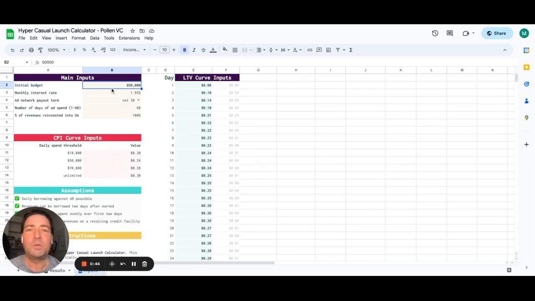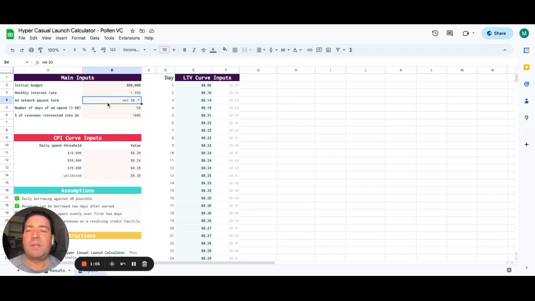First, you're going to see our initial budget, how much cash we have in the bank ready to start the user acquisition party. Next, if we're going to put a credit facility in place, and that credit facility is going to allow us to draw very quickly on the revenue that's been earned but not yet paid, there's going to be an interest cost. So we're looking at a monthly interest cost here.